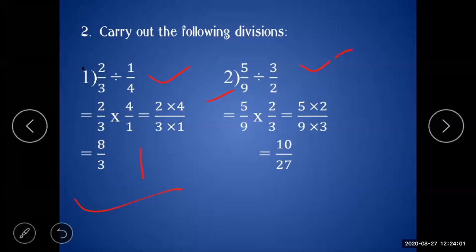5 upon 9 divided by 3 upon 2. Same first step. The first number will not change. 5 upon 9 as it is. The division will become multiplication, and 3 upon 2 will convert into 2 upon 3. So here what you will write? Here you will write 5 into 2 upon 9 into 3. 5 into 2 is 10 and 9 3s is 27. I hope now you people have understood how to carry out the following division.